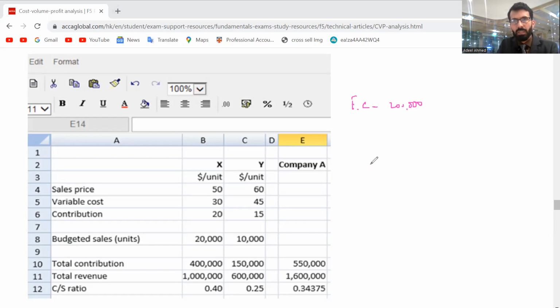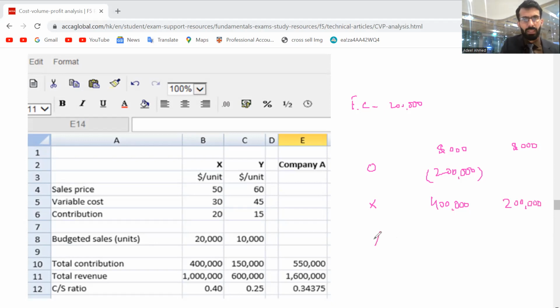So if our production and sale is 0, we will stand at a loss of 200,000, which is our fixed cost. Okay, and if we first produce product X, which will generate a contribution of 400,000, that will allow us to recover our fixed cost and at the same time help us achieve a cumulative profit of 200,000.